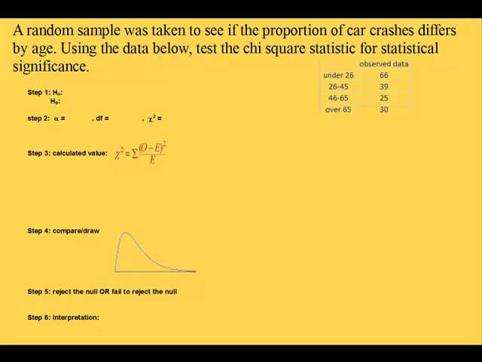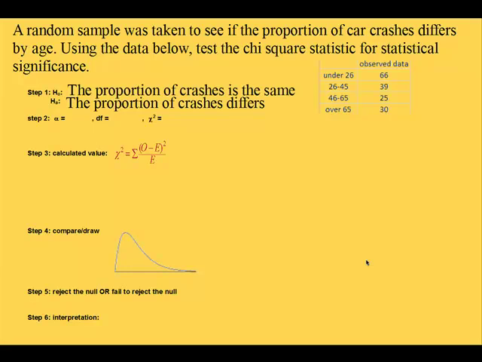A random sample was taken to see if the proportion of car crashes differs by age. Using the data below, test the chi-square statistic for significance. First thing we need are hypotheses. The research hypothesis, HA or H1, is that the proportion of car crashes differs by age, which would mean then that the alternative to that, the null, would be the proportion of car crashes is the same despite age.